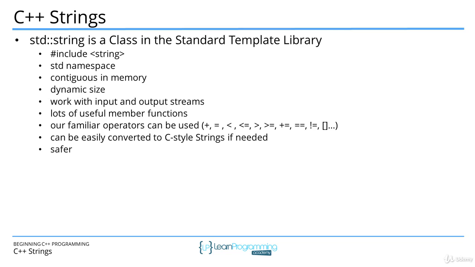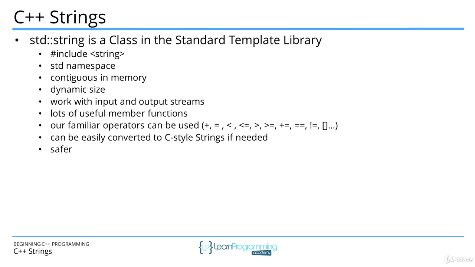Like C-style strings, C++ strings are stored contiguously in memory. However, unlike C-style strings, which are fixed in size, C++ strings are dynamic and can grow and shrink as needed at runtime. C++ strings work with the stream insertion and extraction operators, just like most other types in C++.